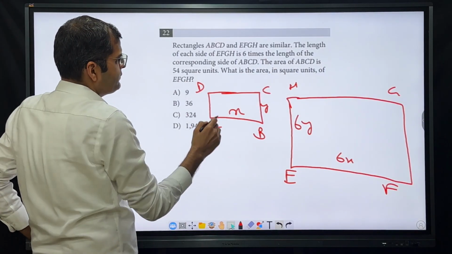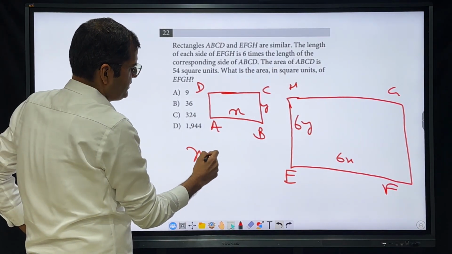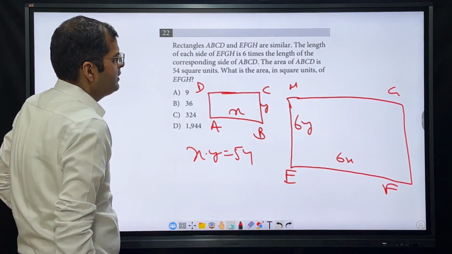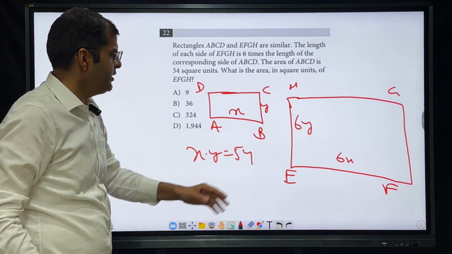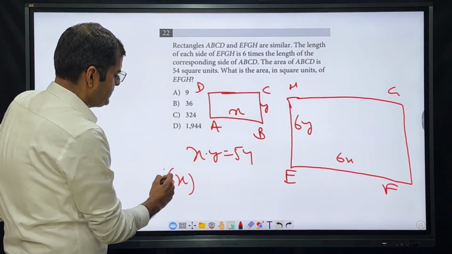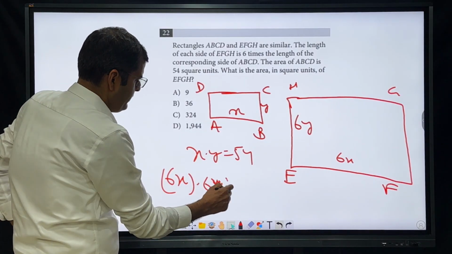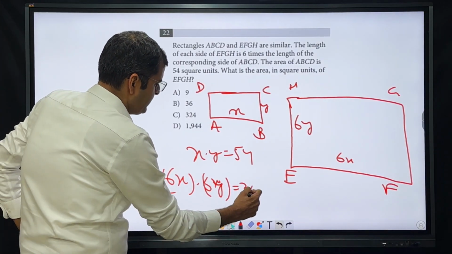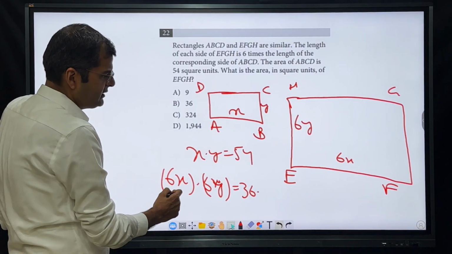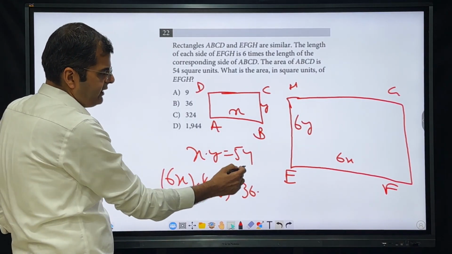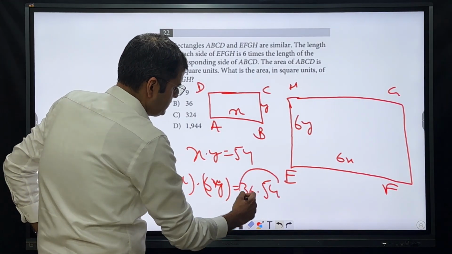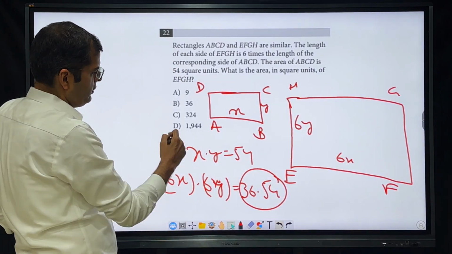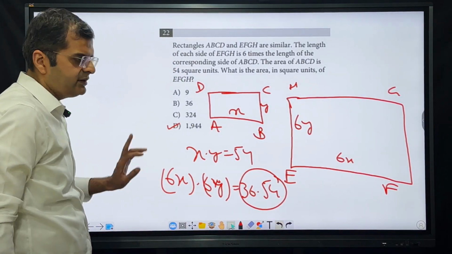Area of ABCD is 54 square units. That means x into y is 54. What is the area of EFGH? Area of EFGH will be what? 6x times 6y. 6 into 6 is 36, so 36 times x into y, and x into y is 54. The answer is 36 times 54. If you solve this, 1944 will be the answer here.